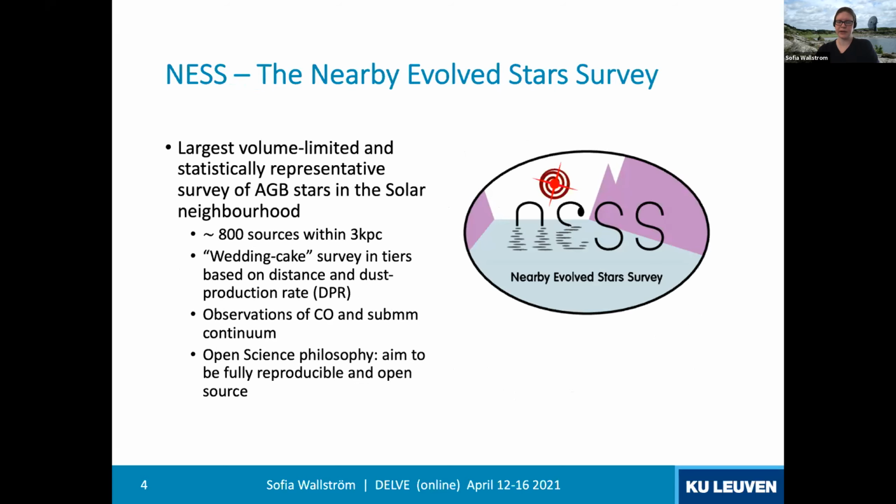So we have about 800 sources within 3 kiloparsecs. It's a wedding cake style survey. I will show you the tiers based on distance and dust production rate. The aim is to observe all these sources in CO and submillimeter continuum so we can constrain both the gas and dust content. And we have an open science philosophy, so we aim to be fully reproducible and open source, and we'll release our data and scripts and everything upon publication.